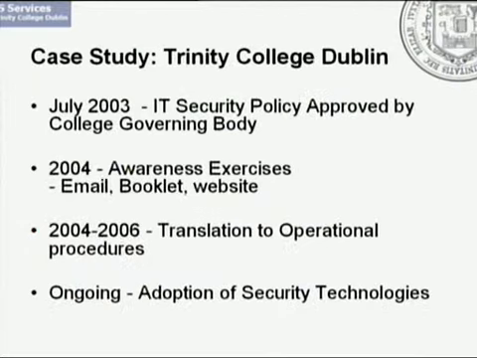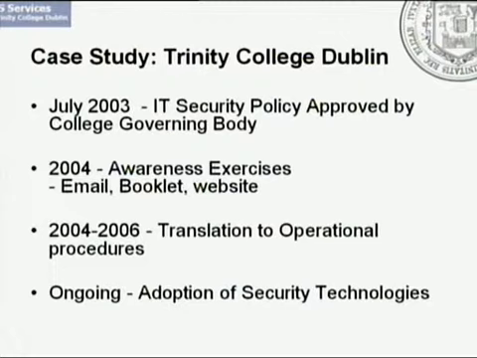So having realized this in Trinity College, in 2003 we implemented our policy. From 2004 on we started awareness exercises, so we have a website which details all the policies and also tries to translate them into more user-friendly language so people can understand what it really means to them. We also circulated booklets, and we constantly send emails talking about new things that we have going on.